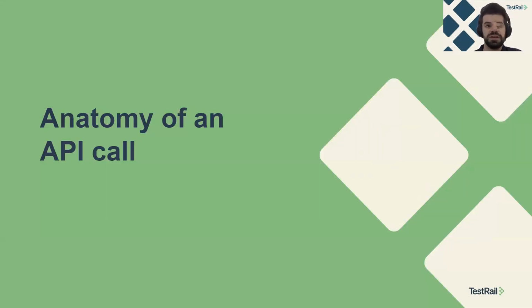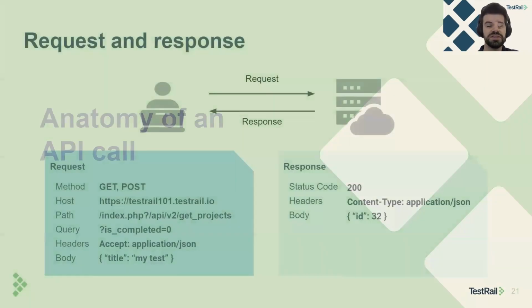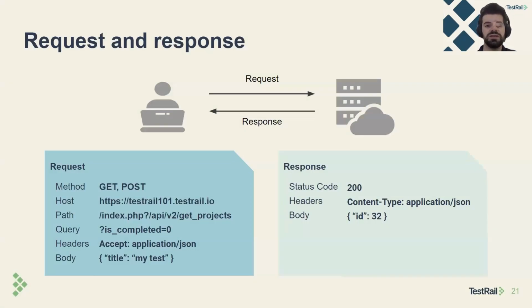The anatomy of an API call. These are just very basic concepts. I'm not going to dig very deep into this. For an HTTP API, you usually have a request and a response, an HTTP request and response. And usually a request will be composed of these elements. So a method, which can be any verb like a get, a post, a put, etc. In our API, we only use get and post.